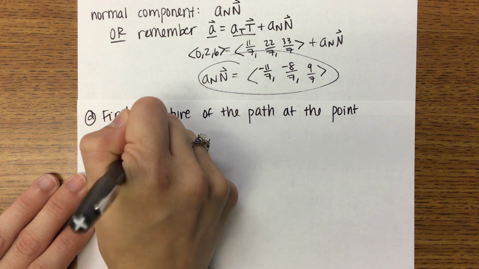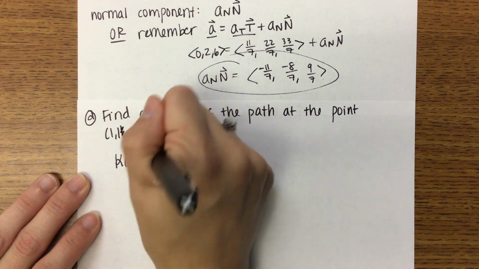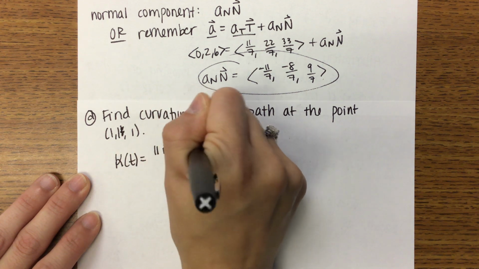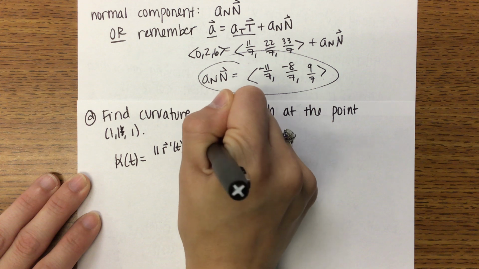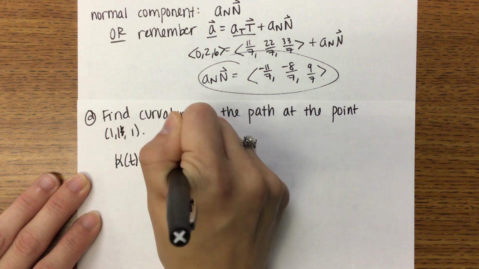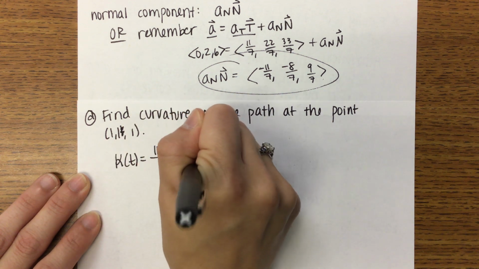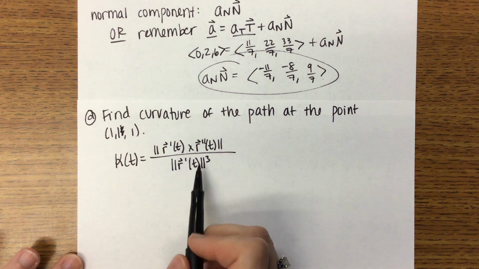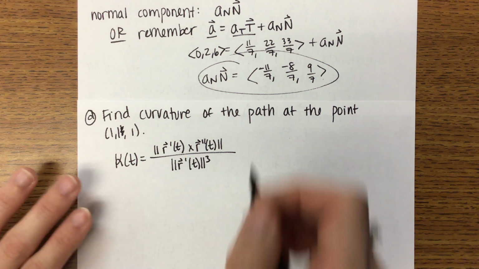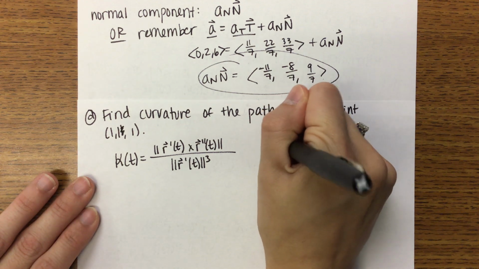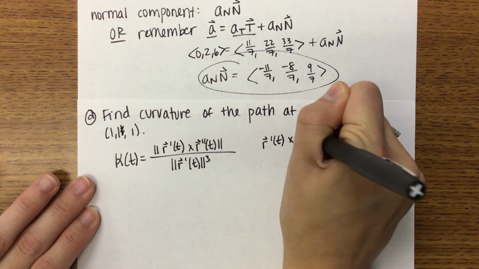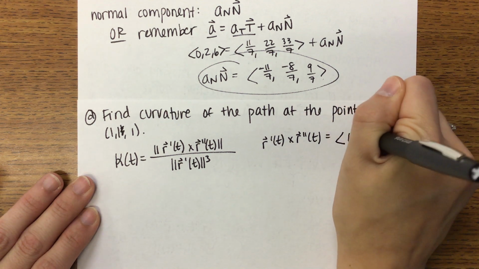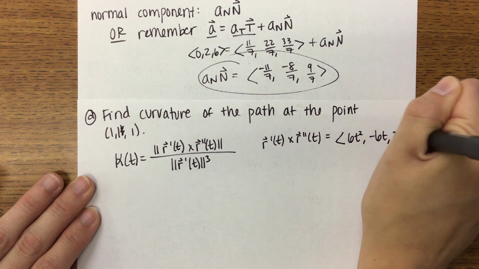So if you recall, curvature, one way, in the numerator is to take the norm of r prime of t crossed with r double prime of t, and then in the denominator you have the norm of r prime of t cubed. We've found all three of those. We already know that r prime of t crossed with r double prime of t, in part A, I told you that was 6t squared, negative 6t, and 2.